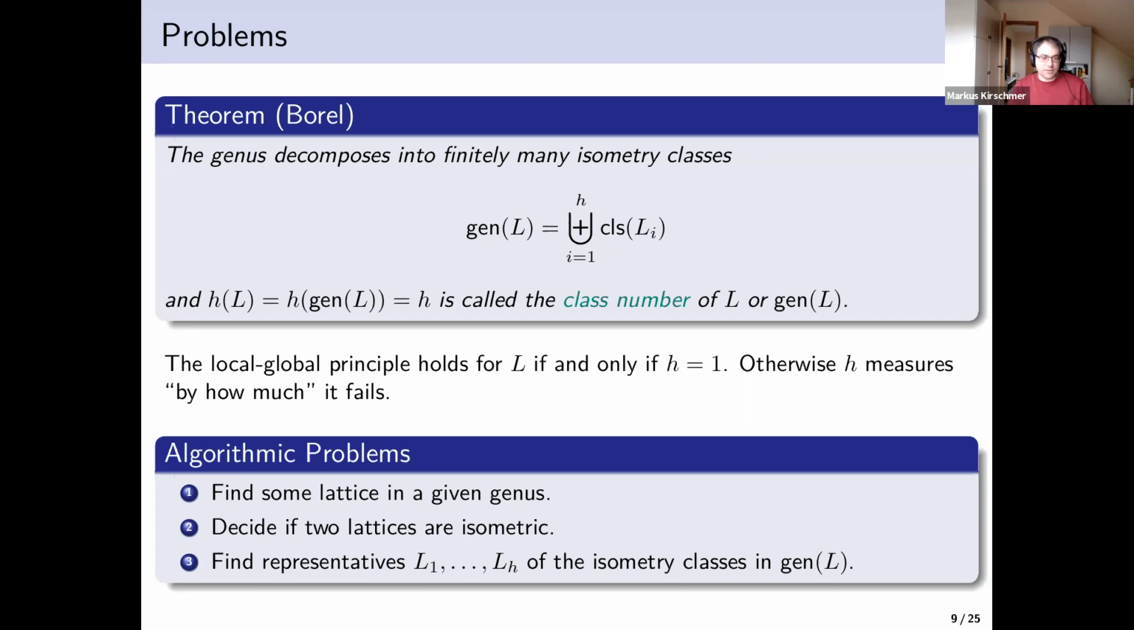And last but not least, if I give you a lattice or a genus, whatever, you take the genus of the lattice and you want to decompose it into the isometry classes, i.e. you want to find L1, L2, L3 up to Lh such that this decomposition holds. So that, of course, is the most important one. And that's also the most important one for the application where we want to describe the abelian varieties. So we need the representatives of the isometry classes.